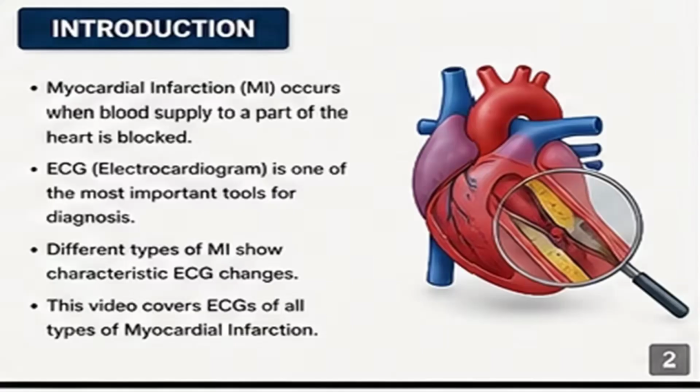Myocardial infarction occurs when blood flow through a coronary artery is blocked, causing heart muscle damage, and ECG is one of the fastest and most important tests for diagnosing a heart attack. The location of ST segment elevation or depression tells us which part of the heart is affected and which coronary artery may be blocked.